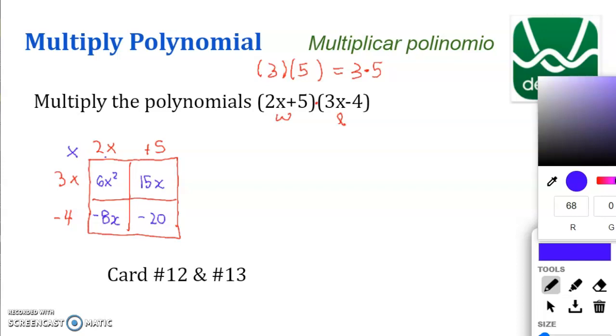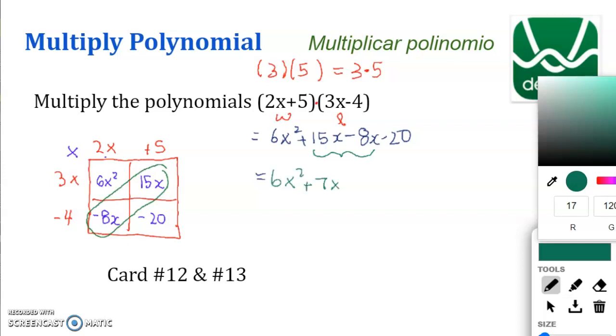Then from here, what did we do? We needed to combine the like terms, didn't we? So what are the like terms? We add the x terms. So this is currently the same as 6x squared plus 15x, we add all the terms, plus negative 8x minus 20. But when you combine the like terms, these two green parts, 15x minus 8x, what happens? 15 minus 8 is 7x. So you have 6x squared, everything else stays the same, plus 7x minus 20. And so that's my final answer.